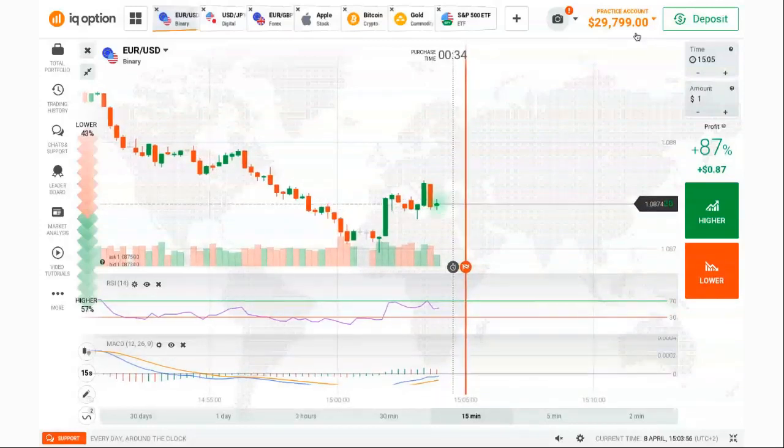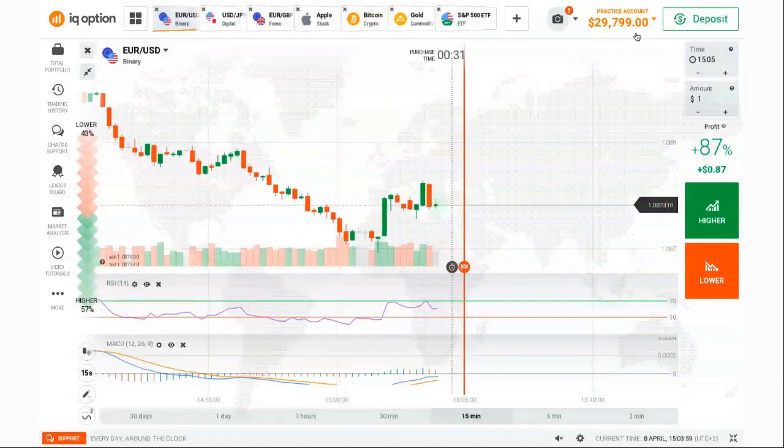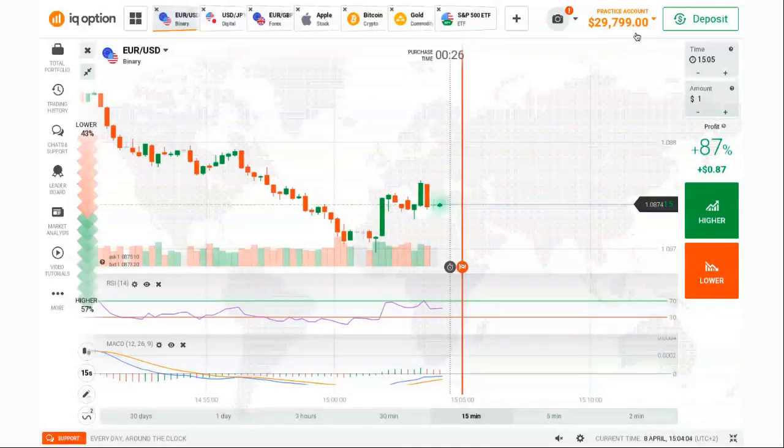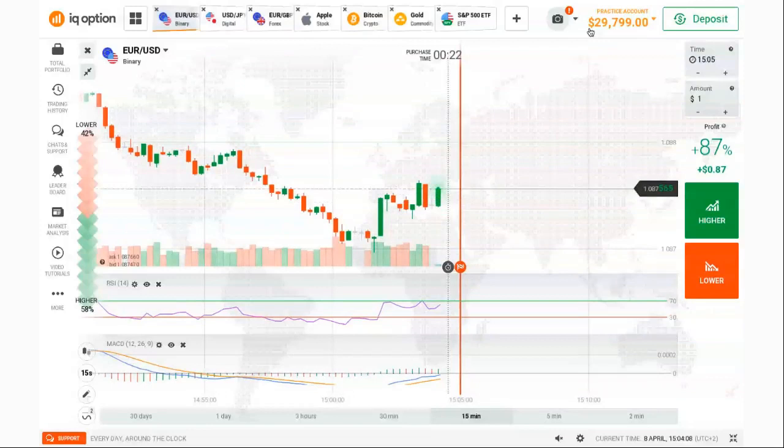I'll try to have some unsuccessful trades to lose my balance and show you how to top up. We'll see how that goes. I can't promise you anything. But at the same time, you'll see that this is in dollars. Okay.